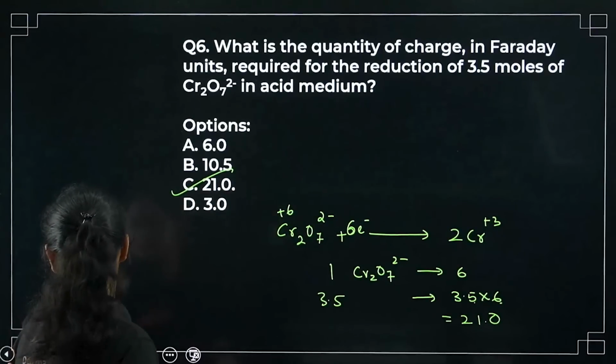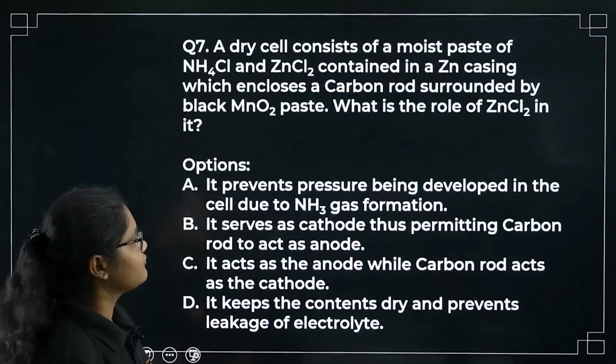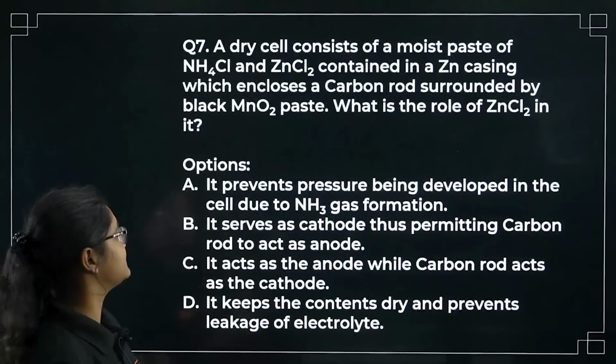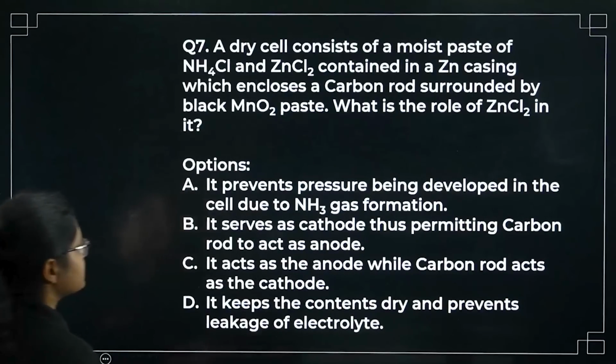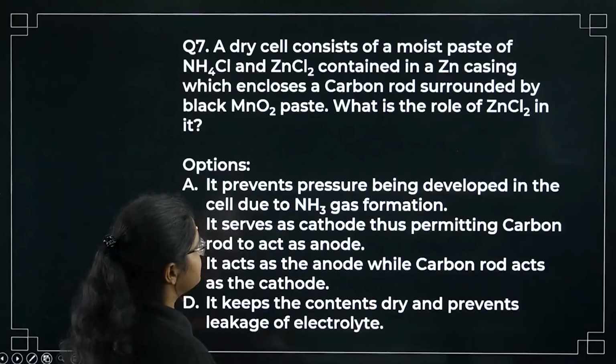Okay. Next, moving to question number 7 here. A dry cell consists of a moist paste of NH4Cl and ZnCl2 contained in a zinc casing which encloses a carbon rod surrounded by black MnO2 paste. What is the role of ZnCl2 in it?